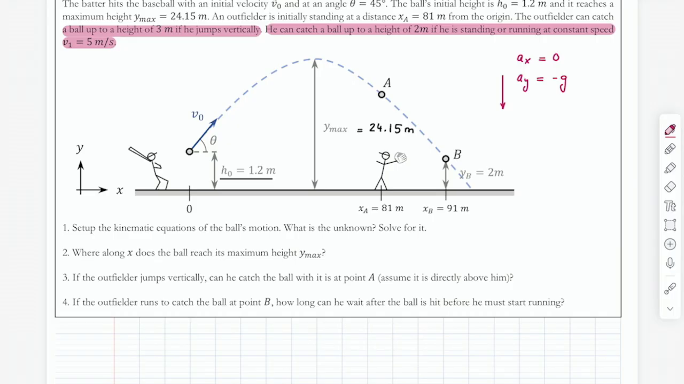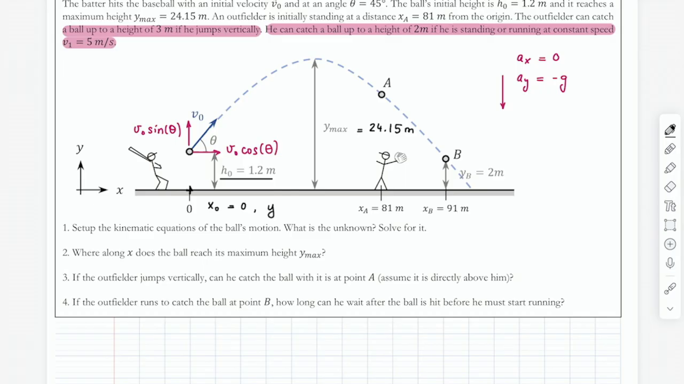Okay, then same components as before. This is going to be v naught x, which is v0 cosine theta. It's the adjacent component. This is the opposite component along y, so v naught y is v0 sine theta. And then be very careful, the origin here is chosen for you. It is at the x location from where the ball is hit. So x naught is equal to 0.